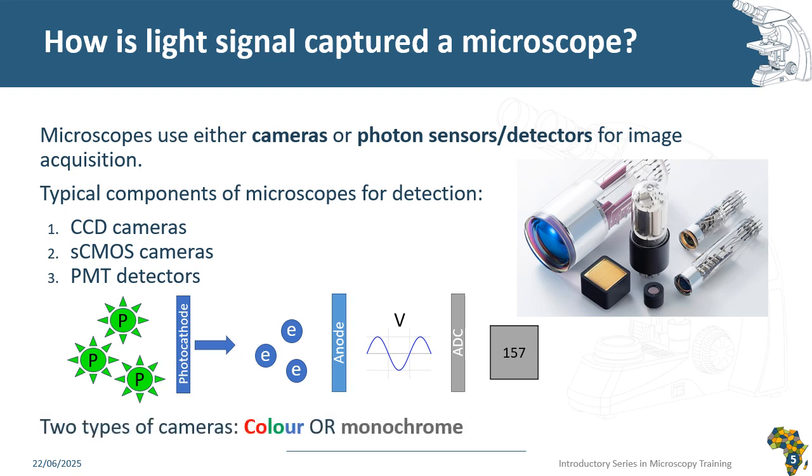Then, of course, you have two types of camera in biology. One is monochrome, and the other one is color. So you can capture fluorescence, for example, with monochrome cameras, and you can capture tissues, slides from patients, from tissues, with an RGB color camera.